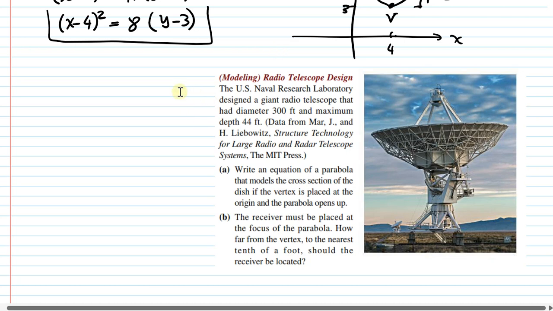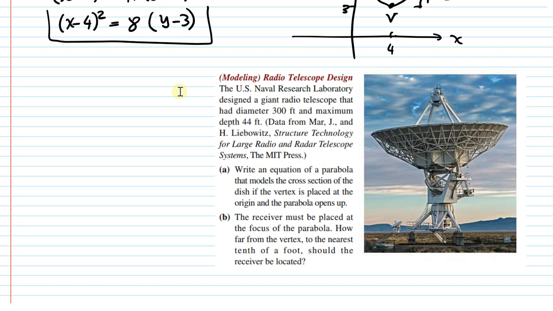In part A, write the equation of the parabola that models the cross-section of the dish if the vertex is placed at the origin and the parabola opens upward. So the vertex is at the origin of the coordinate system. That's what they mean. And the parabola opens upward. You can clearly see here, the parabola opens upward, and this would be the focus, where the receiver is, the collector.